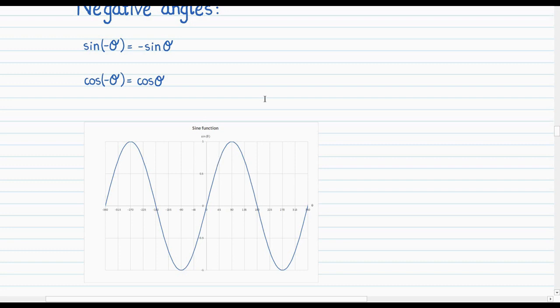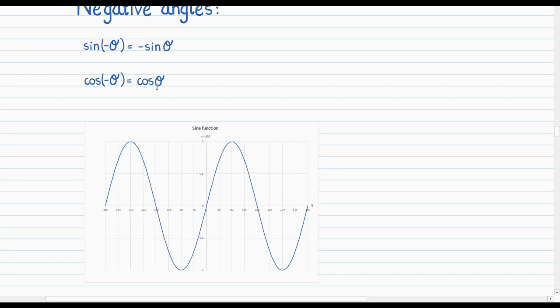So the visual way to understand why sine of negative theta is equal to negative sine of theta is the graph of negative sine is exactly the same as the graph of positive sine, except it's reflected about the x-axis. So when you reflect something about the x-axis, values above the x-axis are positive, and on the other side they're negative. So sine of a positive angle will be the negative of the sine of the negative angle.